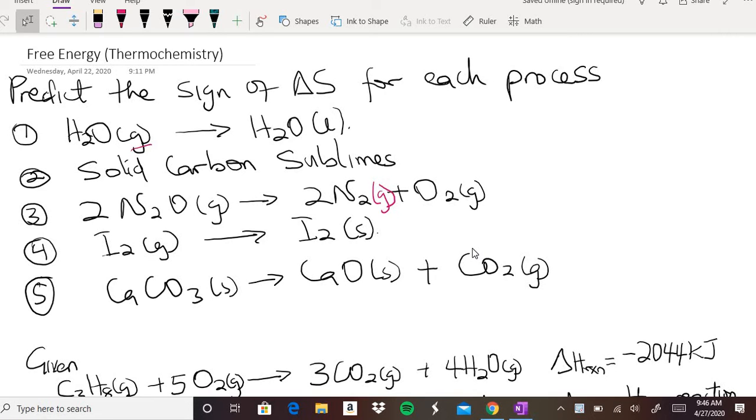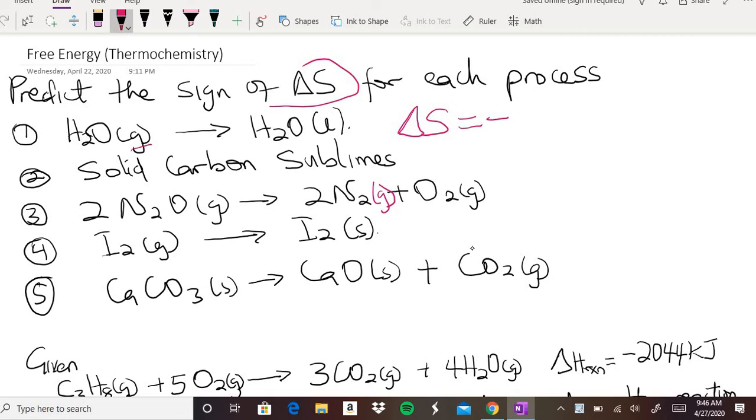Hello everyone, in this video we are going to look at examples of free energy under thermochemistry. The first example says predict the sign of entropy change for each process. Here we have H2O gas going into liquid water. So the entropy change for this is going to be negative, because gas has a greater entropy than liquid.